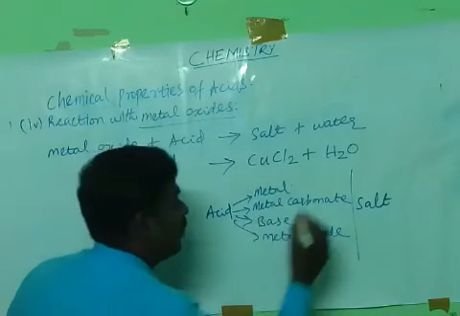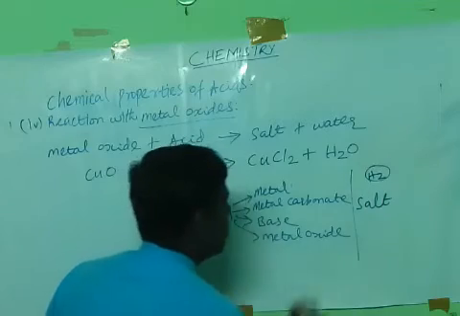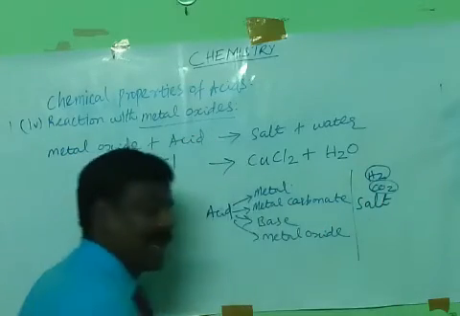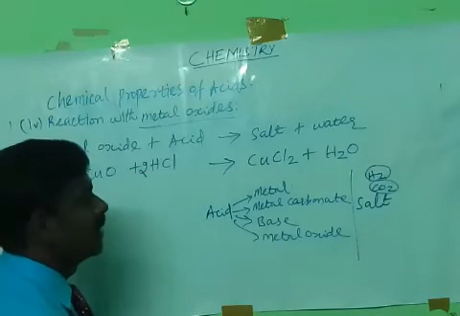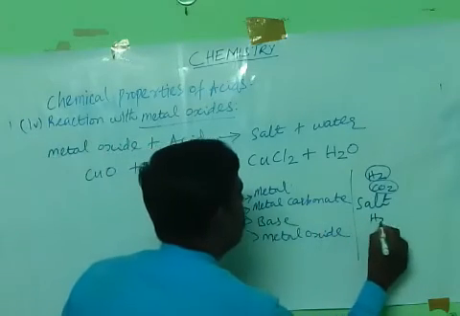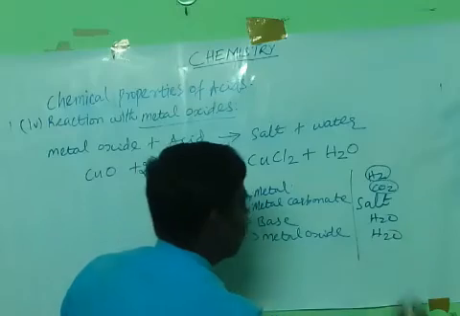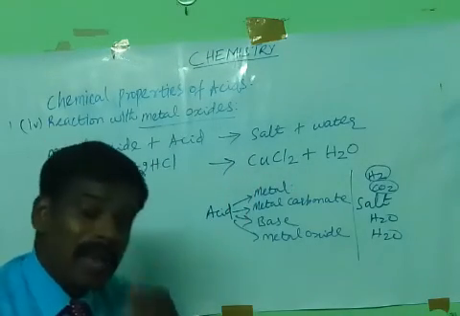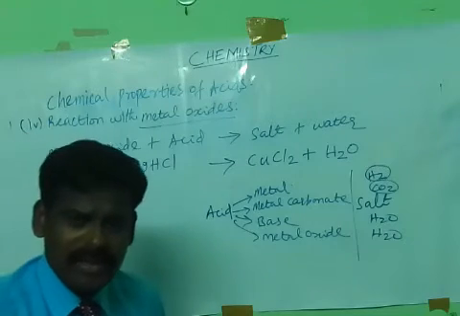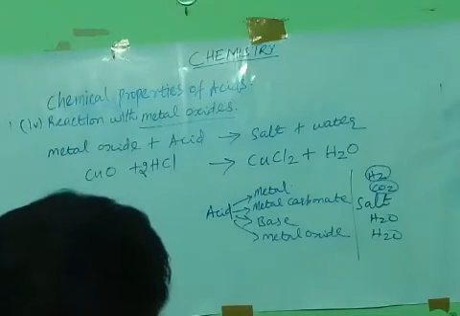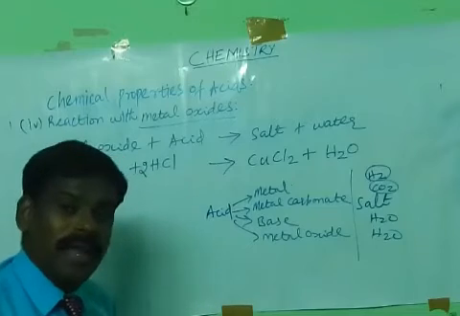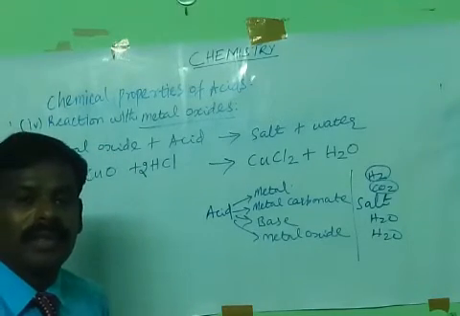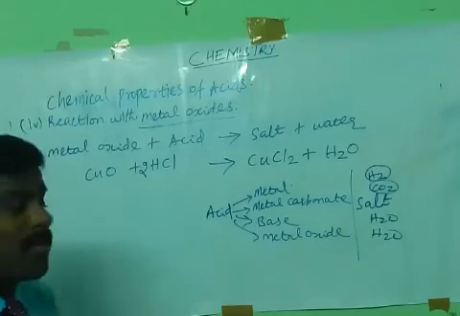With the metal we got hydrogen gas. With metal carbonate we collected carbon dioxide gas. Okay. Here we get water and here also water. Okay. So this is what the chemical properties of acids. And I told you one thing. I will explain how to test the presence of hydrogen and carbon dioxide.